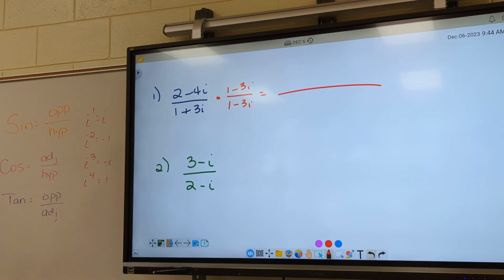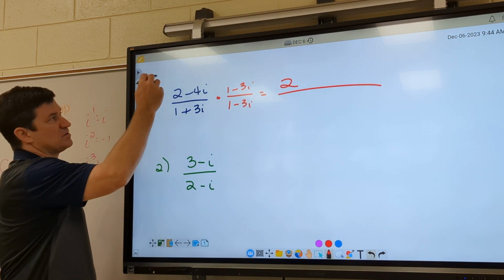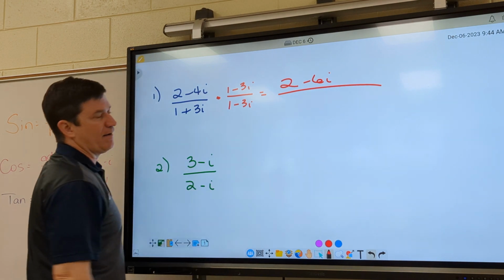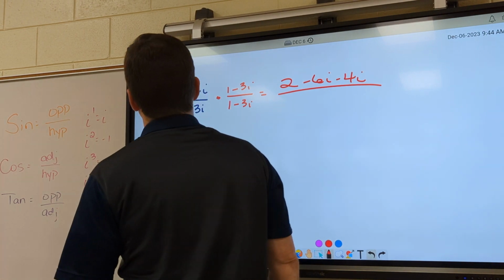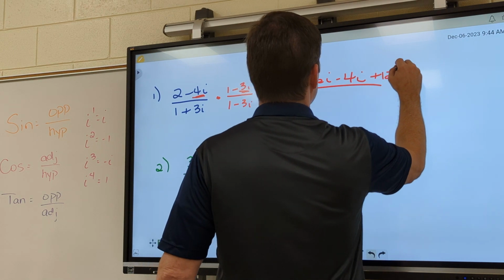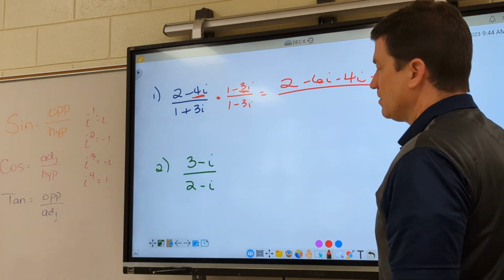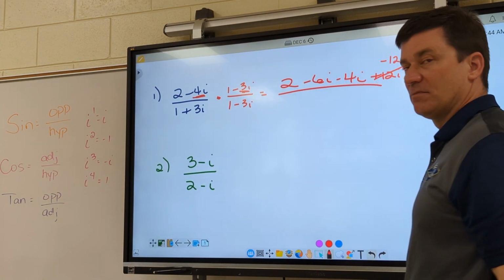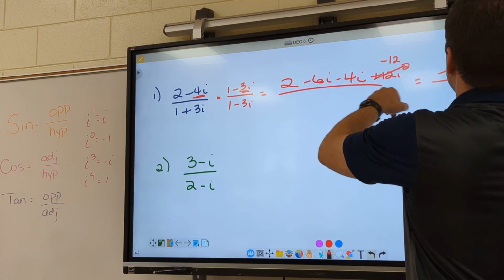So we're going to have to foil out the top. The bottom will be a lot faster to foil out because we know the middle is going to cancel. So let's foil it. 2 times 1 is 2. 2 times negative 3i is negative 6i. Negative 4i times 1 is negative 4i. All right, here's the trick. I got negative 4i times negative 3i is positive 12i squared. Now look at this one. What does that i squared do to that positive 12? Turns it into negative 12. So what do we have on top? We got 2 minus 12 is negative 10, minus 10i.